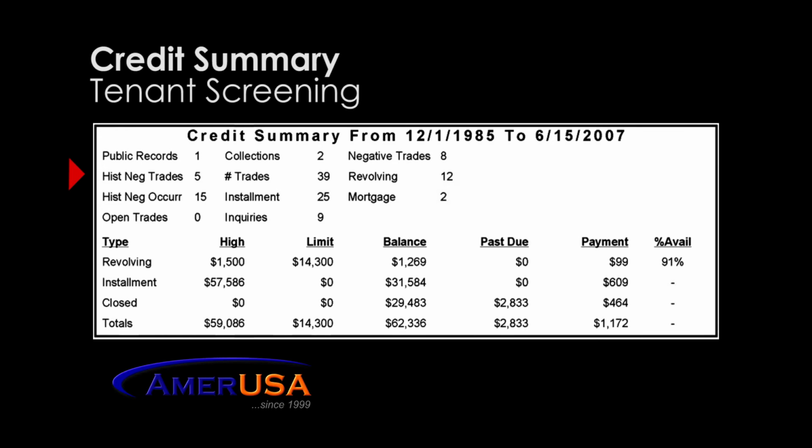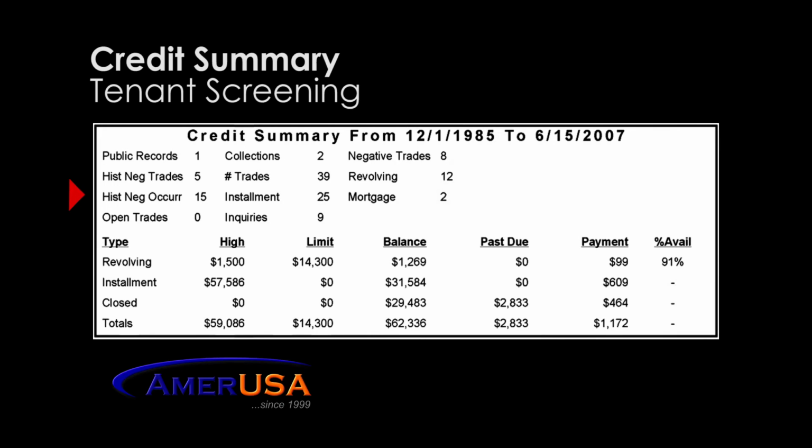Number of trades would be the total number of accounts on file, whether they're closed or opened. Revolving means any account that goes through the revolving cycle of when you pay down the balance, more credit becomes available. The most common example of this would be a credit card. There are 12 revolving accounts on file. Moving back over to the left are historical negative occurrences. This indicates 15. This would be the number of times an applicant has been late. Not the number of accounts they've been late on, but the number of times they've been late in the past 7 years.